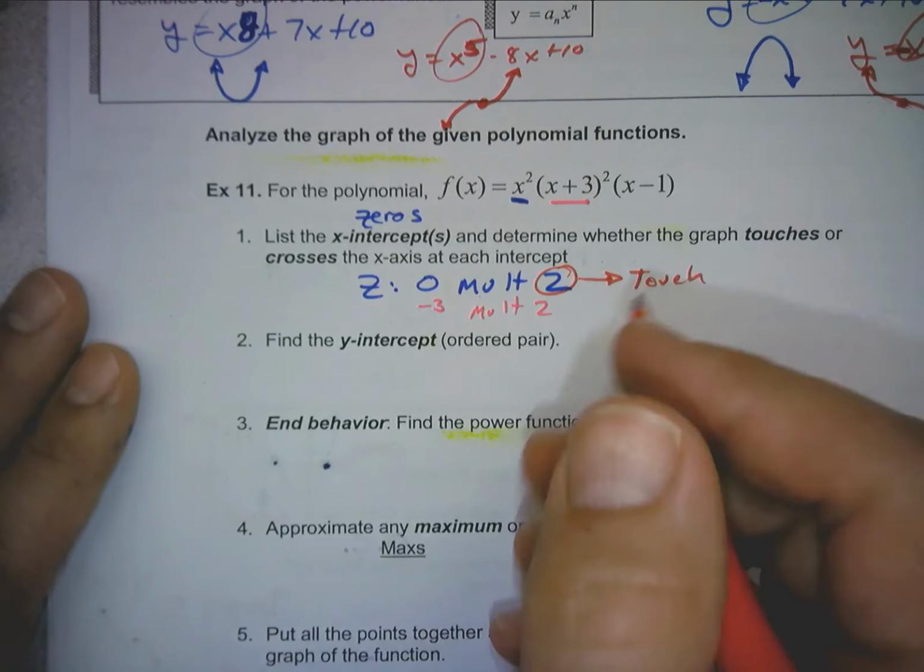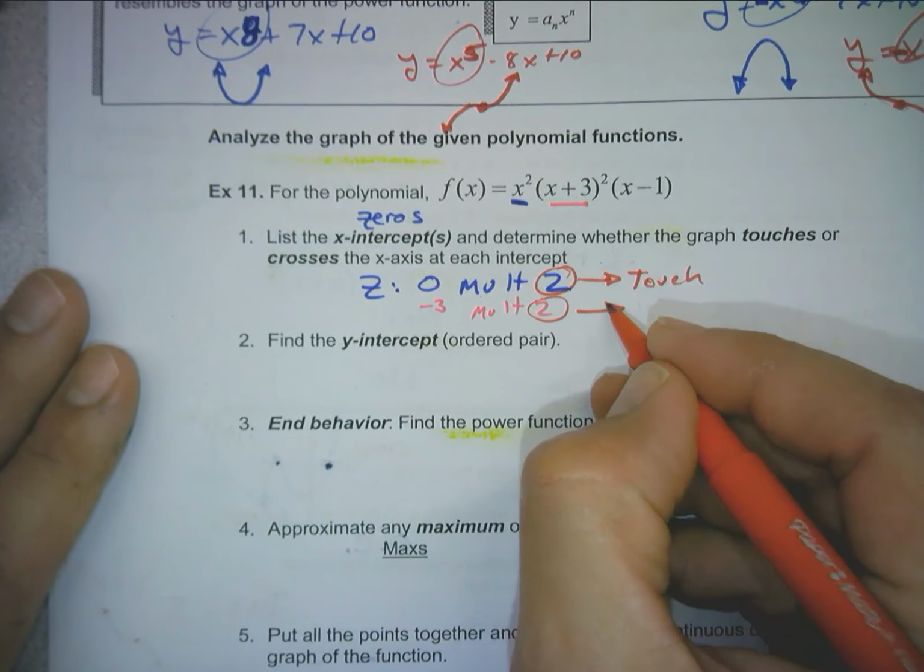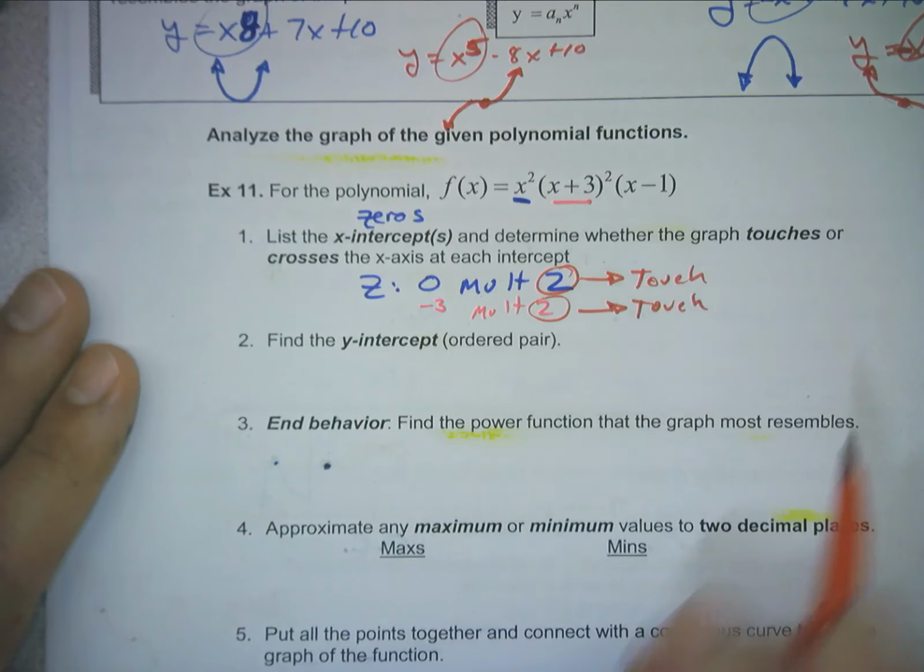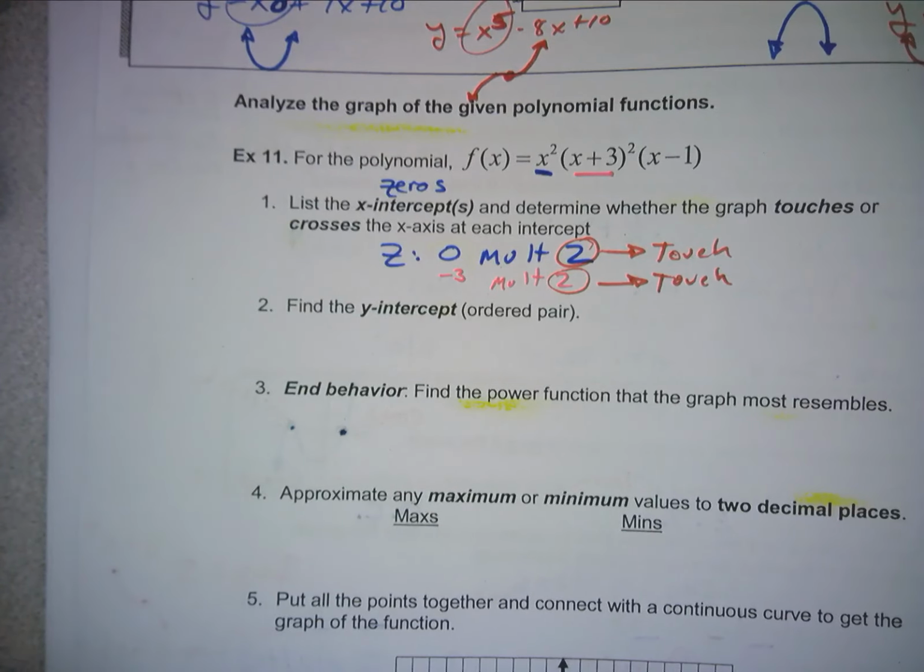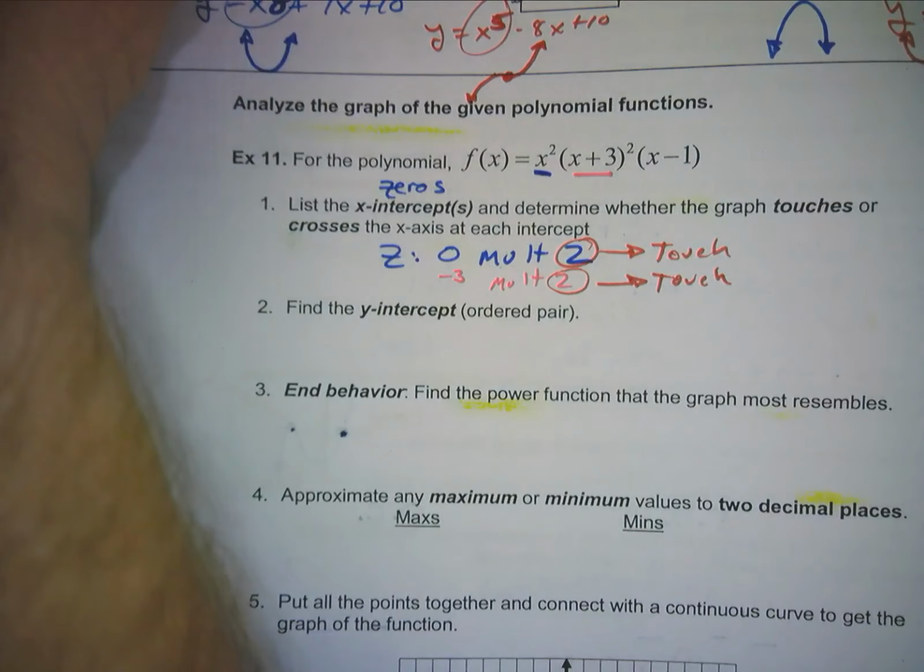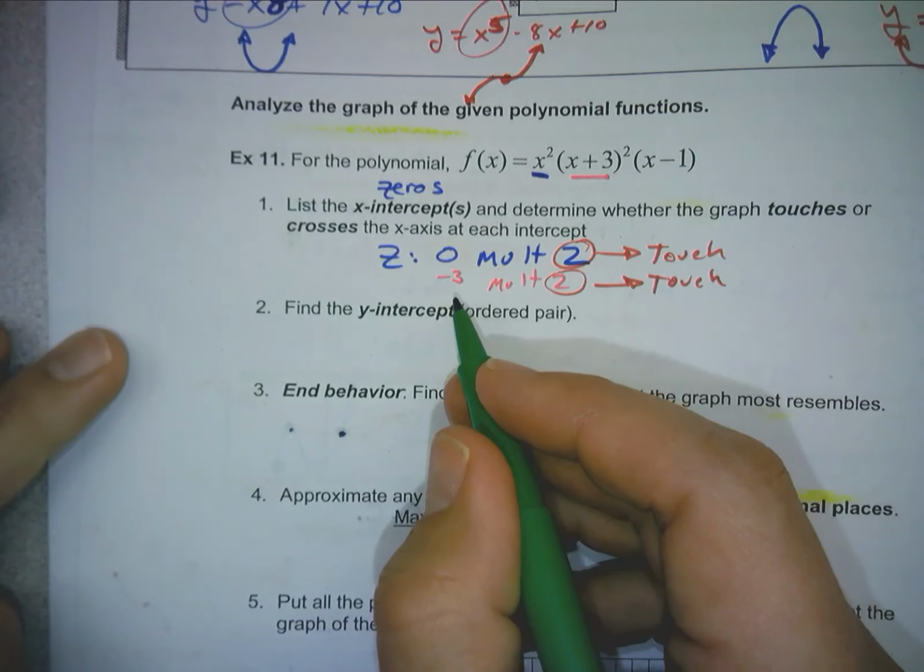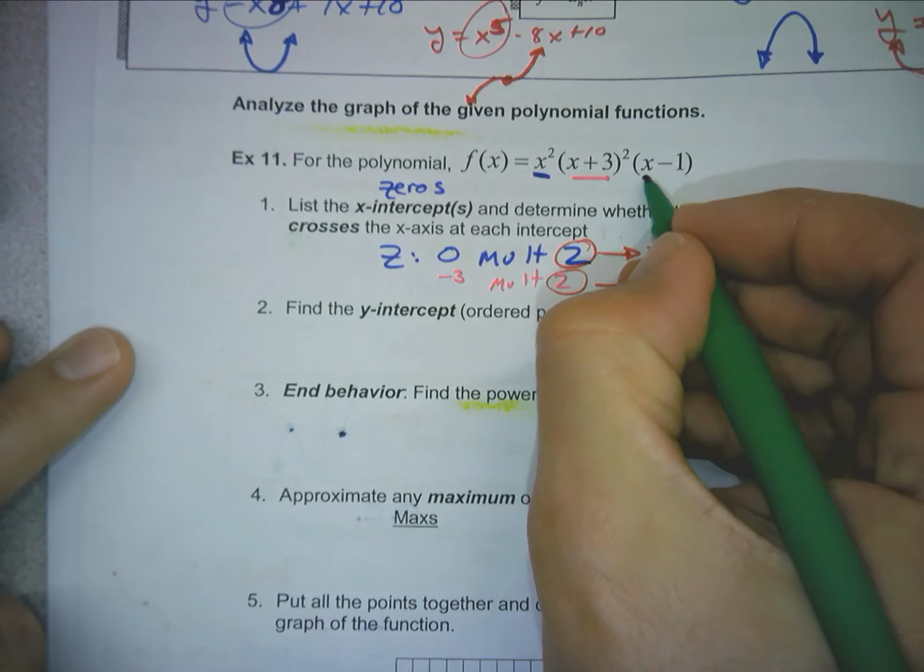Okay. Well, that tells me if it's a touch. So ETOC, 2 is even. It's a touch. Okay. I don't know if you can tell I'm using different colors. Let me know if you can't see that pink. Okay. And then here's green.